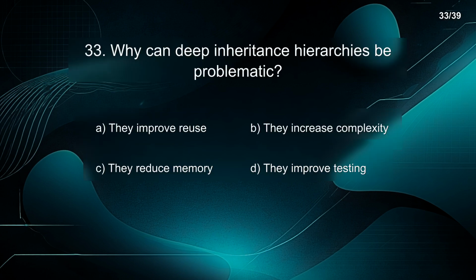33rd question. Why can deep inheritance hierarchies be problematic? A. They improve reuse. B. They increase complexity. C. They reduce memory. D. They improve testing. Correct answer is B. They increase complexity.